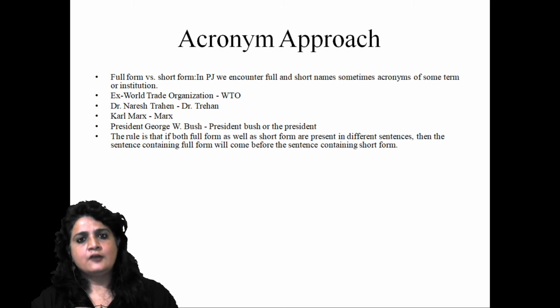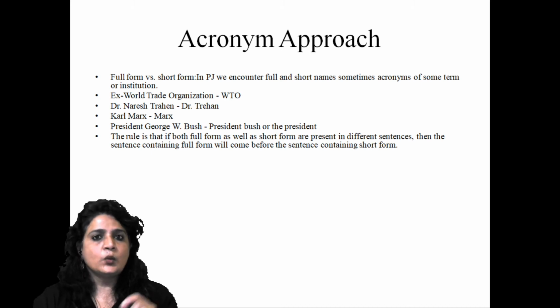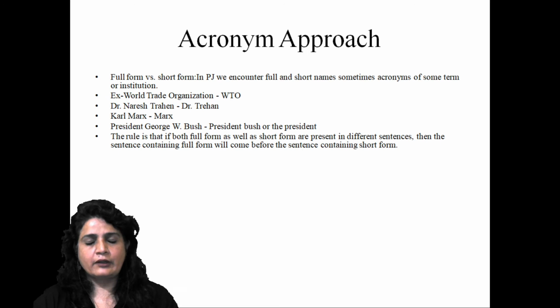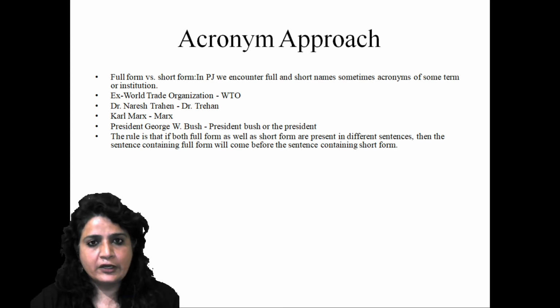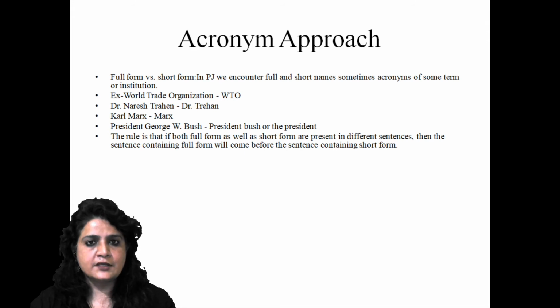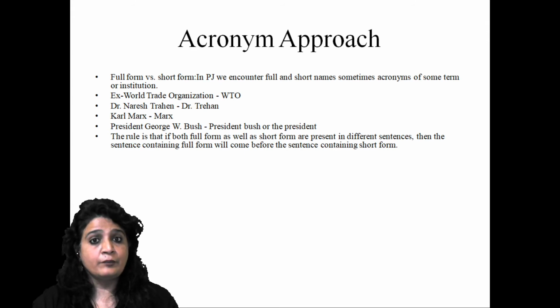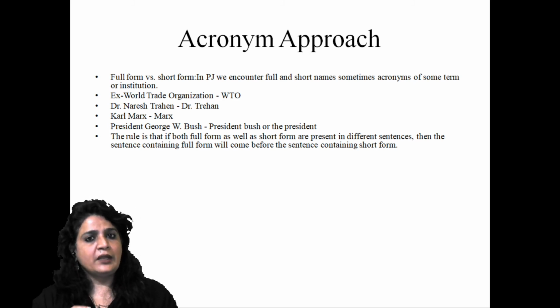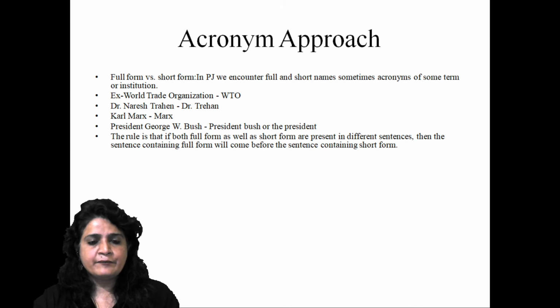Right? So the first statement is going to make it very clear that the World Trade Organization will be referred to as WTO. WTO is World Trade Organization. So that way, for the full form and the short form sentences, you have to see it very carefully if both forms are used in a paragraph. The short form sentence will come later, and the full form sentence will come first.